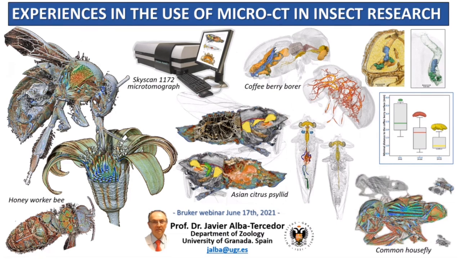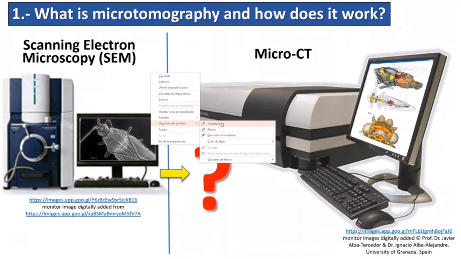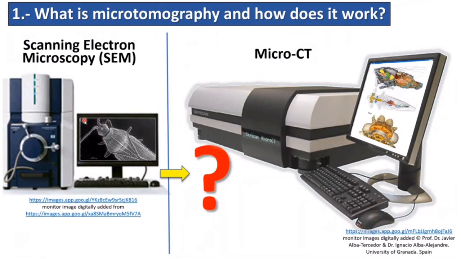So many of my colleagues, when they think about microCT, because they are very used to scanning electron microscopy, think that just like in scanning electron microscopy, you can put your sample inside and see the image immediately. So they infer that with microCT they can do exactly the same, and immediately they will have a beautiful internal structure of the insect that they are looking for, or any structure. And it's not exactly that easy. So I will explain what exactly microCT is.